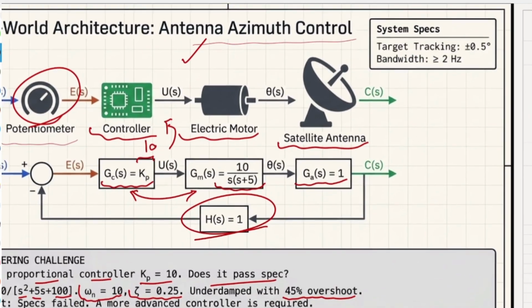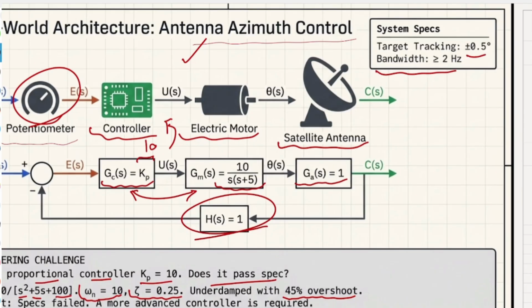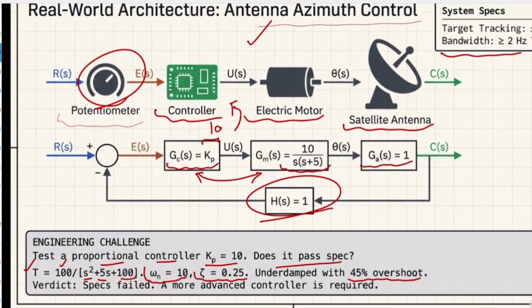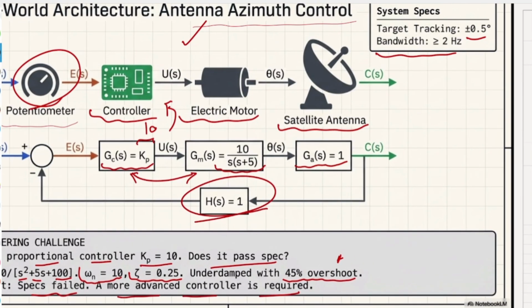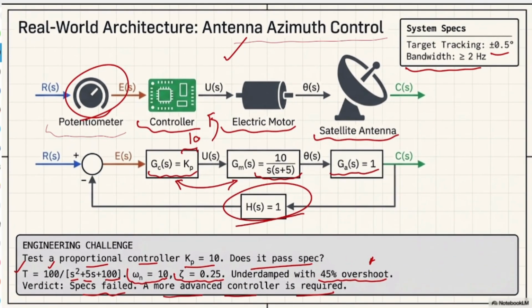We have to see the system specs, because the system specs told us that our bandwidth is going to be a little more than 2 Hz, and our target tracking is going to be plus or minus 0.5 Hz. So finally, we have to see whether all of these numbers that we found are okay or not. And we can see the specs fail, because a more advanced controller is required at this point. You compare these two systems together, and you see that this is not what we like. We need to make our system more advanced. At this point, our controller is very simple.